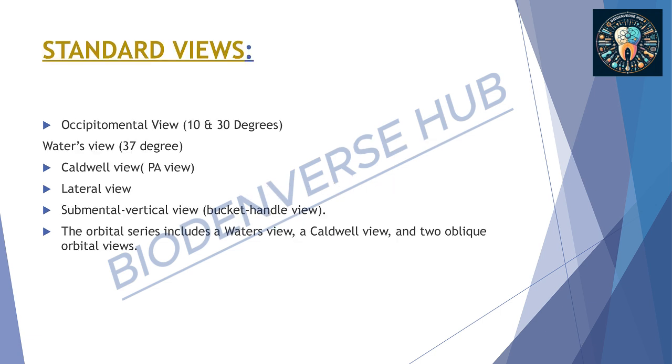Now let us study some standard views and the advanced views that are used. In the standard views, we have the occipitomental view that is usually taken at 10 and 30 degrees. One other modification of the occipitomental view is the Waters view, in which your angulation is changed to 37 degrees. After that, we have another view known as the Caldwell view, also known as the posterior-anterior view. Then the lateral view, and the submentovertex view, also known as the bucket handle view.